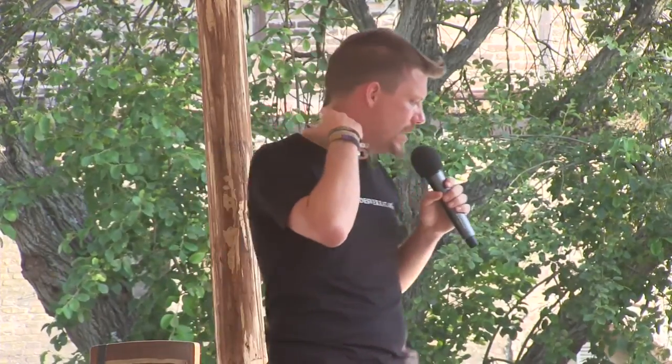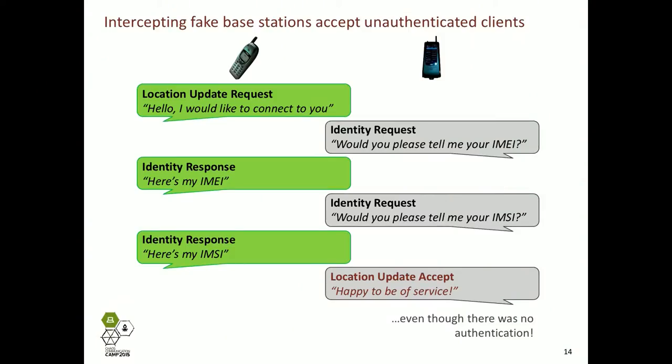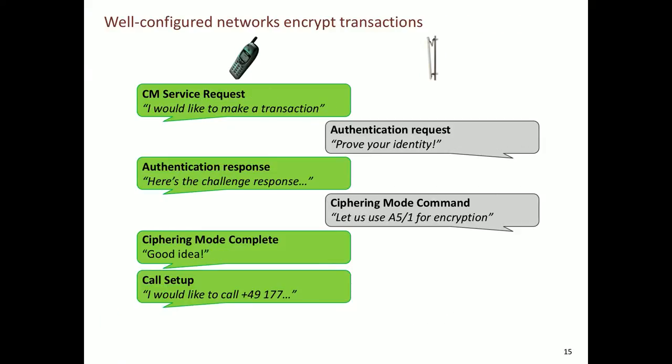In an intercepting fake base station, you don't have the authentication part because the fake network is not able to do the authentication. And it's also not able to do encryption. In fact, it doesn't even want to do encryption. So you would connect, you would do your location update request and say, hello, I would like to connect to this cell. The cell says, well, that's beautiful. Just tell me your IMEI. Yes, here's my IMEI. Beautiful. Can I have your IMSI as well? Yes. And then the network says, beautiful, you're now connected to me. And it doesn't reject you.